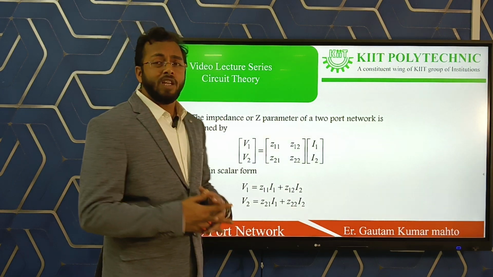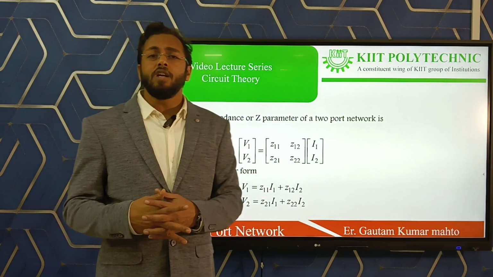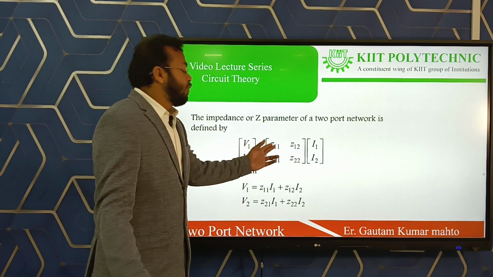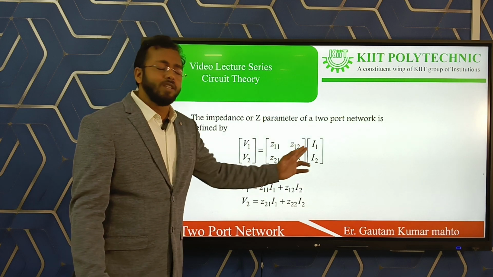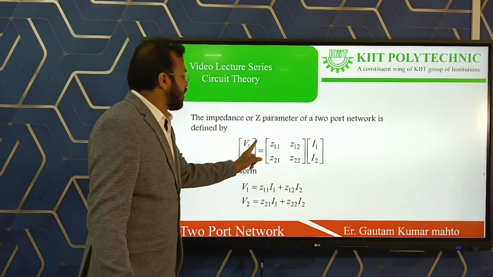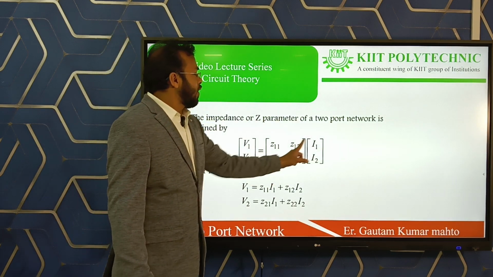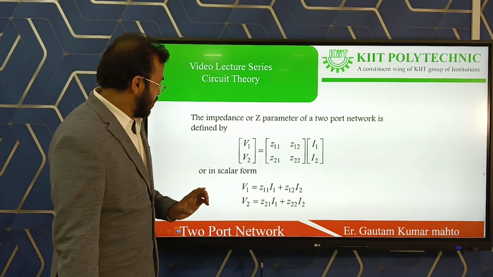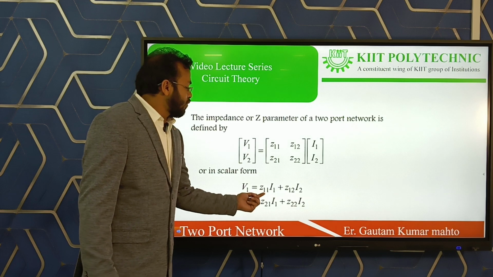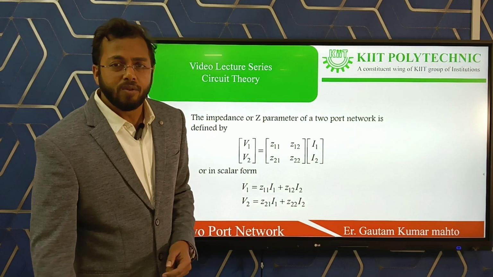So you can see we can represent the impedance parameter in matrix form, where V1 and V2, the input voltage and output voltage, are represented in terms of the input current and output current with Z11, Z12, Z21 and Z22. Multiplying these two matrices, we can write V1 equal to Z11 I1 plus Z12 I2, and V2 equal to Z21 I1 plus Z22 I2.